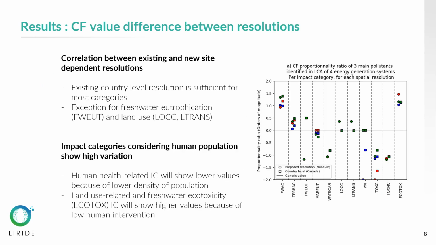The newly modeled characterization factors were compared to those of Impact World Plus at country level and global resolutions. Results in this figure show the variation of new Nunavik-specific and country-level factors from the global ones. We can see a correlation between the two former, suggesting that country level brings sufficient insights for eco-design purpose. However, exceptions occur for freshwater eutrophication and land use due to the low concentration of human settlements along the coasts. Also, extrapolation can be done for other remote regions where human population is low. Human health-related categories will show lower values, while land use-related and freshwater ecotoxicity categories will show higher ones.